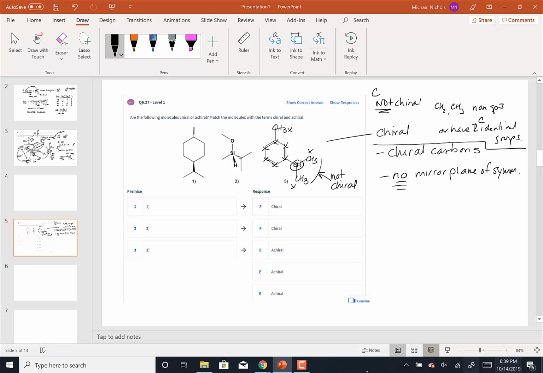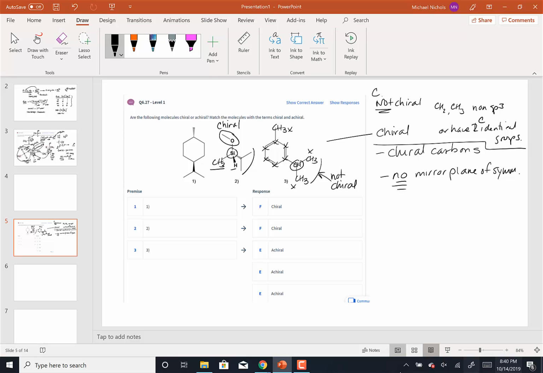For B, or for 2 here, silicon we're going to treat as if carbon. So does this single silicon have 4 different groups attached to it? Sure. It's got a CH3, an H, an isopropyl group, and a methoxy group. So in this case, that silicon has 4 different groups attached to it. It would be chiral, meaning that it is not superimposable on its mirror image. It can exist in 2 non-superimposable mirror image isomer forms. So it would be chiral.